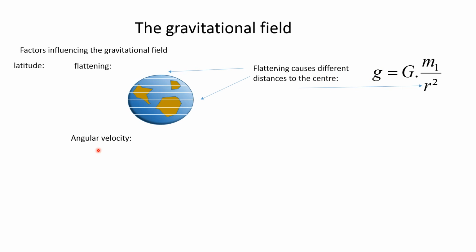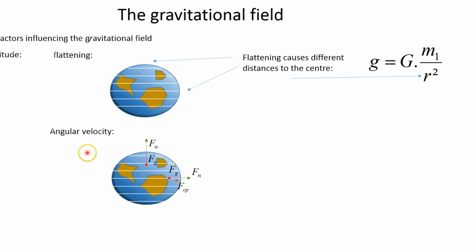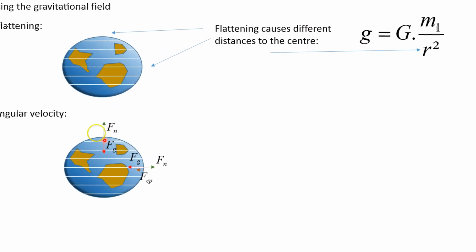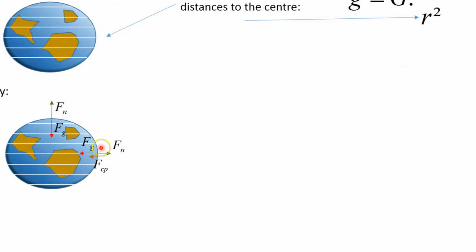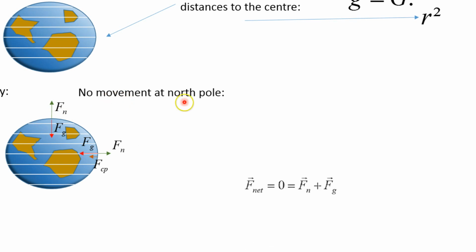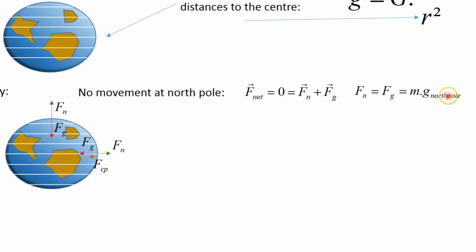And then we have the angular velocity. The angular velocity is different at the North Pole and at the equator. At the North Pole there is no angular velocity, or at least you're not really describing an orbit or a circular path, no movement at the North Pole, so net force is 0. The normal force equals the gravitational force, which makes the formula for the North Pole: the normal force we experience is the gravitational force, m times g for the North Pole.